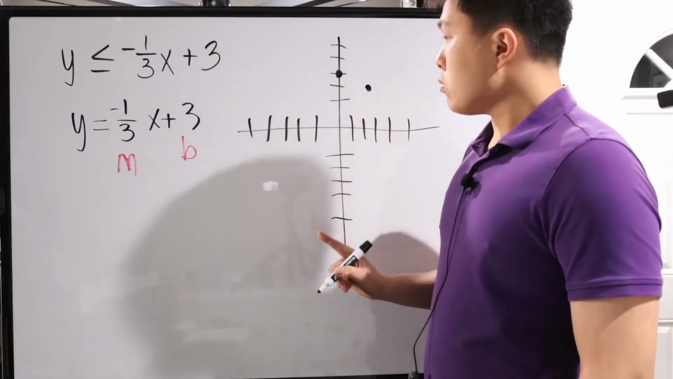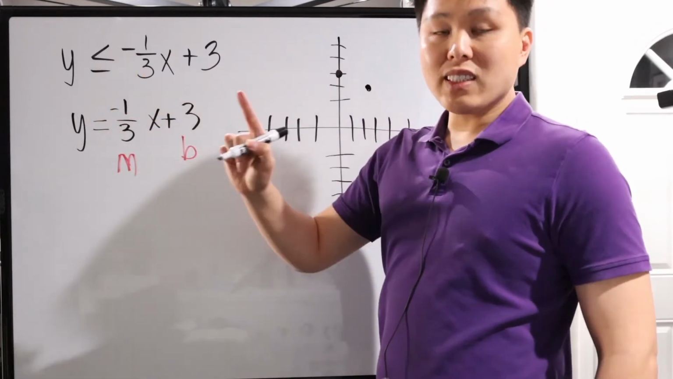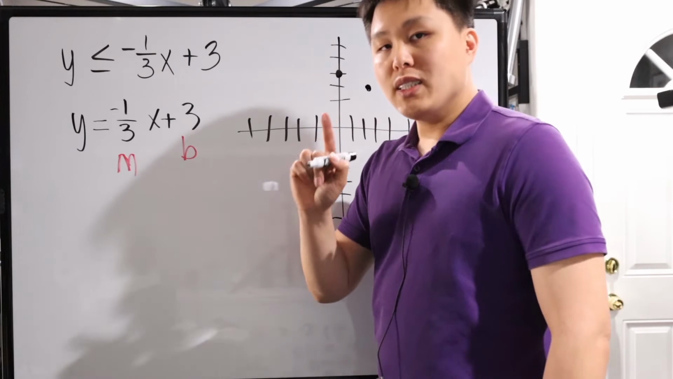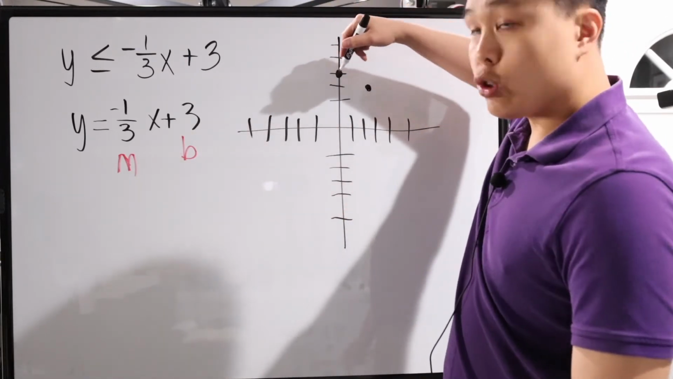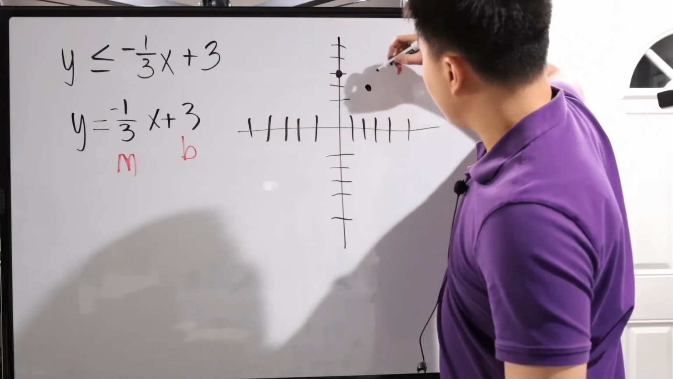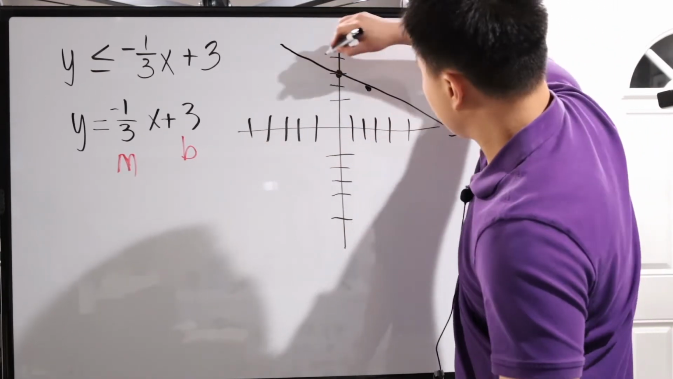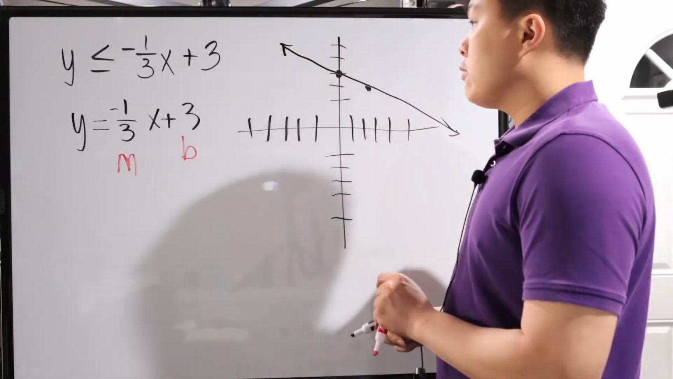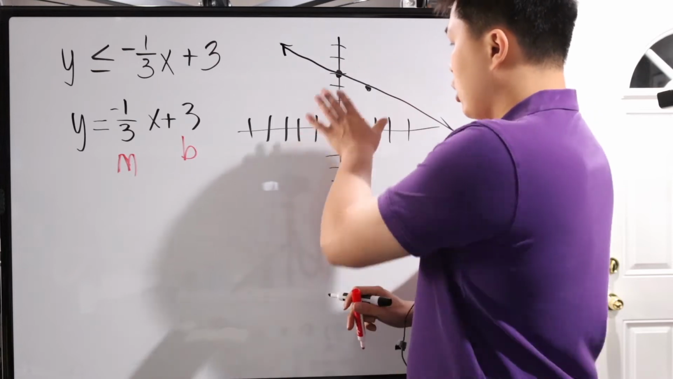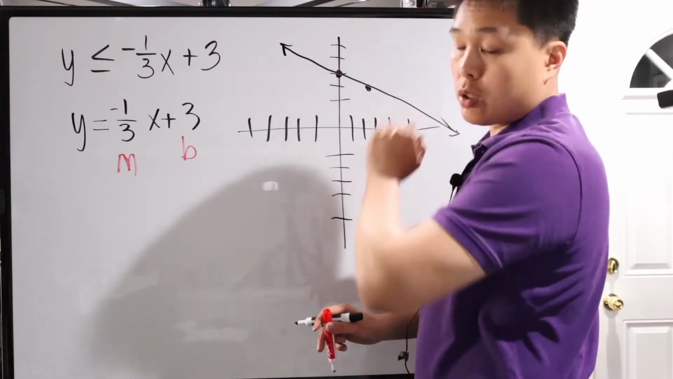Now, before anything, let's look at this. This is a less than or equal. Since it's a less than or equal, the line that we're going to draw connecting these two points is going to be a solid line. So let's draw a solid line right here. There it is. Now, the final step we have to do is figure out if it's going to be all of here that we shade or all of up that we shade.